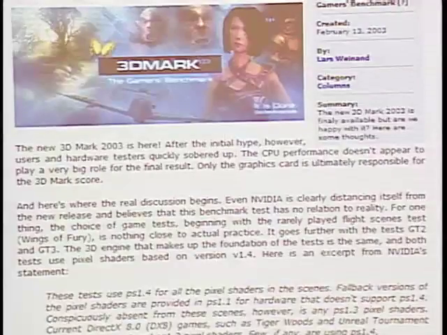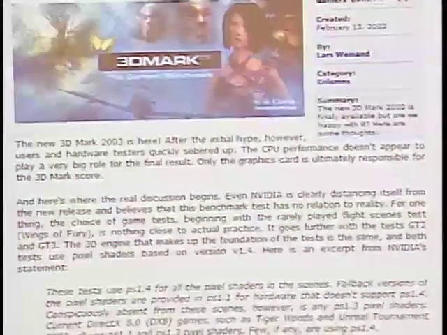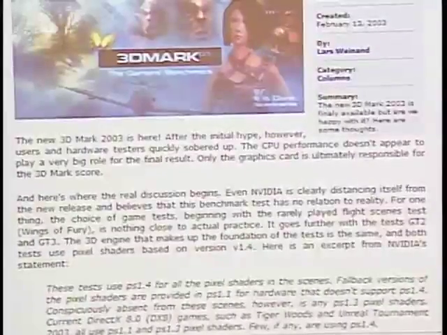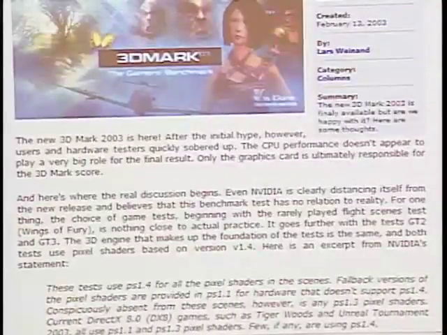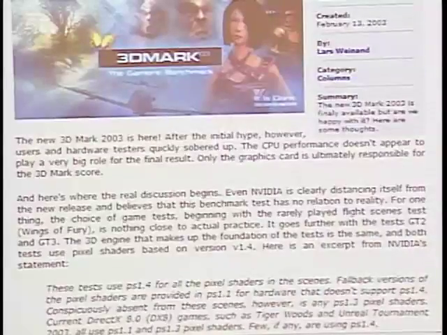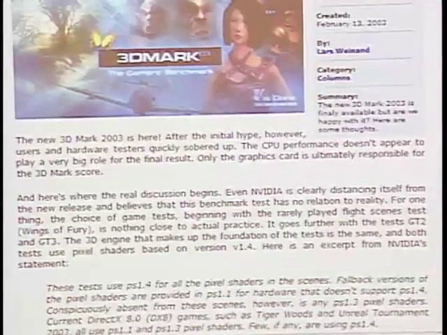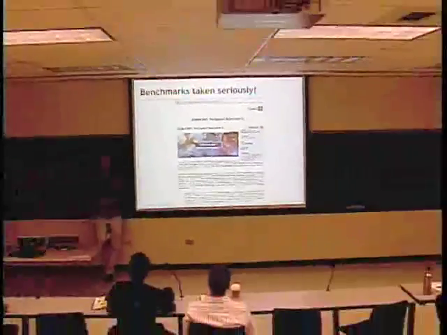So here's a question. Let's say you're Nvidia, okay, and you see this 3D Mark benchmark, and you know that it's really important to your company. Is it legitimate for you to release a driver that is optimized for 3D Mark? Is that okay or not?